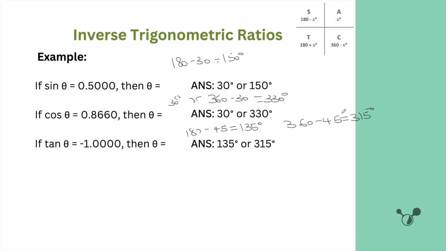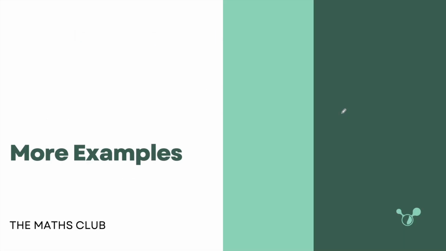So this is basically the way to go about this. For this one, I want you to try it out by yourself. If cos theta is equal to minus 0.5, then theta is equal to, pause the video and try it out by yourself. If you're done, you see that your answer is 120 degrees or 240 degrees. Great. So now let's look at more examples on all of the things that we've been talking about. Are you ready?